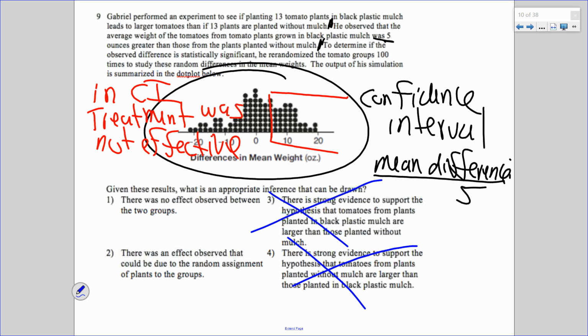The answer is choice 2, because there is a difference. One group is 5 ounces bigger than the other. That's due to random chance or random assignment. As far as I'm concerned, as far as the treatment goes, as far as the implications of this, there is no significant effect observed, but hopefully New York State learns from their poor choices and goes from there.